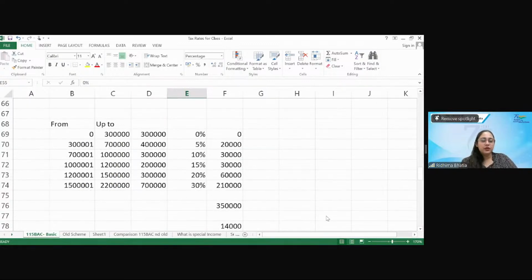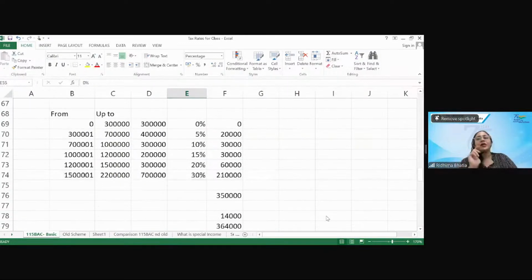Shall we move ahead? A person cannot opt for two schemes in a year. Will they take 115BAC for half the year and the old scheme for half the year? No. One scheme for 1 year. In most cases you can change, but if you have PGBP income you cannot change the scheme every year.